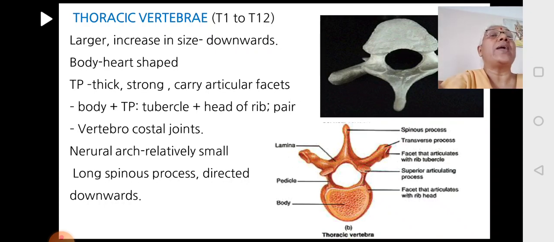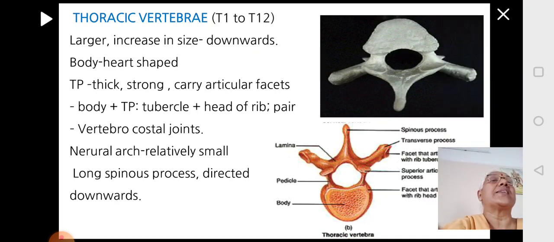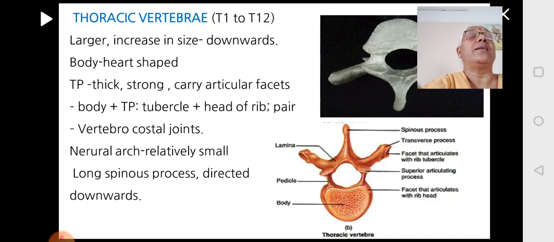Here it is long and facing downward. So on top you can see the picture of the cervical vertebrae. Down you can look at the labeled diagram. You can see the heart-shaped body. The body is connected to the transverse process with the pedicle.